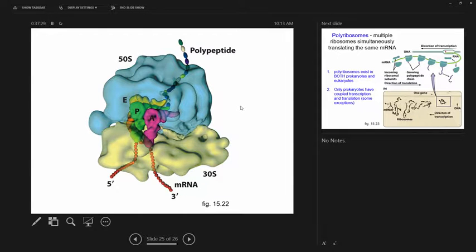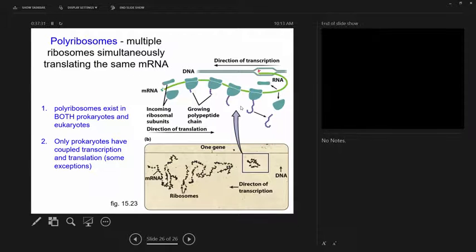All right, so polysomes or polyribosomes. Remember we talked about during transcription that multiple RNA polymerases can be working on the same DNA to make multiple messenger RNAs at the same time. That is a way to amplify a signal. So you have one gene in prokaryotes or 2 genes in eukaryotes that are diploid, and you have to make tons and tons of protein.